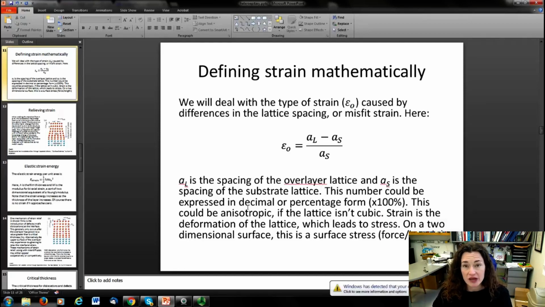Now the strain could be anisotropic. It doesn't have to be the same in all directions if you don't have a cubic lattice. If you do have a cubic lattice, it is an isotropic strain. Strain is a deformation of the lattice, and that deformation leads to stress in the film. On a two-dimensional surface, if you're depositing a single layer of film and you're not talking about bulk stress and strain, then surface stress is force per unit length, not force per unit area.